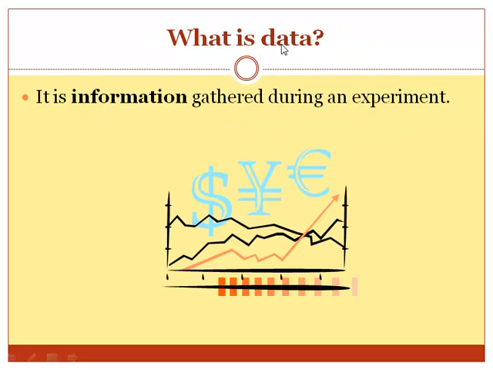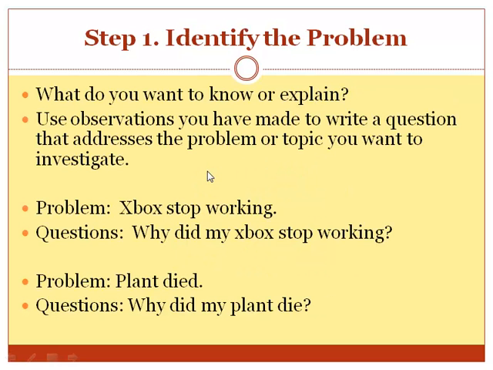So what is data? This is the next important thing you need to know in order to do the scientific method. It's information gathered during an experiment, and then you may graph it in a graph like this, or you may record it in a table. There are lots of different kinds of data we can collect, and we'll have a lesson all about data also.